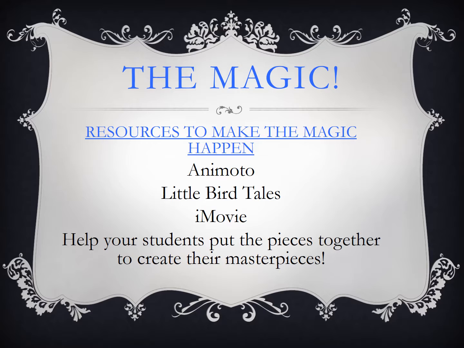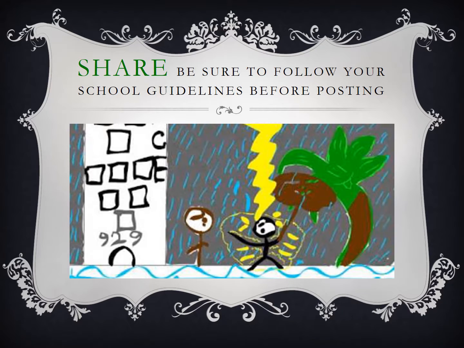So to the magic. The magic is actually putting together your final work. You are going to film, and some resources that can help to make that magic happen are Animoto or Little Bird Tales or iMovie. So you're going to take all of the pieces, your original draft, the storyboard, the videos, images, and any kind of background sounds that you want to include, and you're going to use one of these resources to help combine those things together to make your digital story. Lastly, once you've done that, you're going to share it.